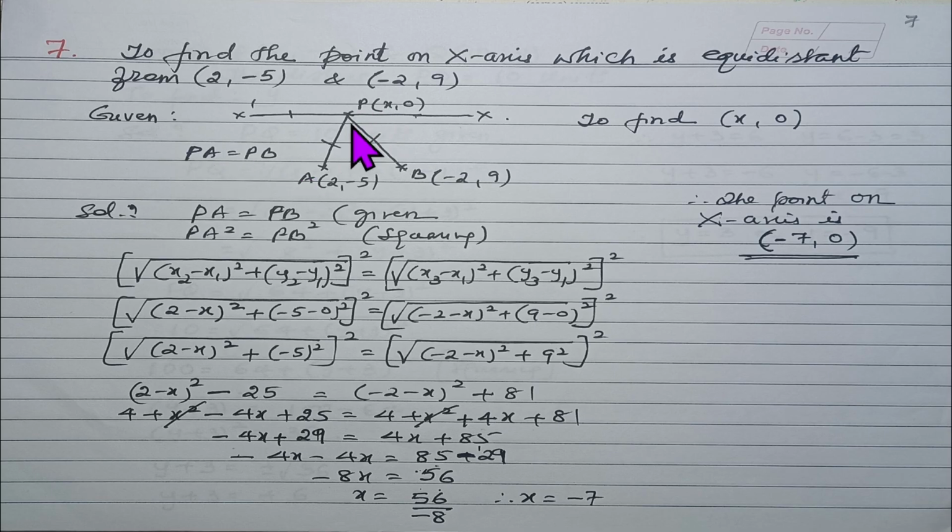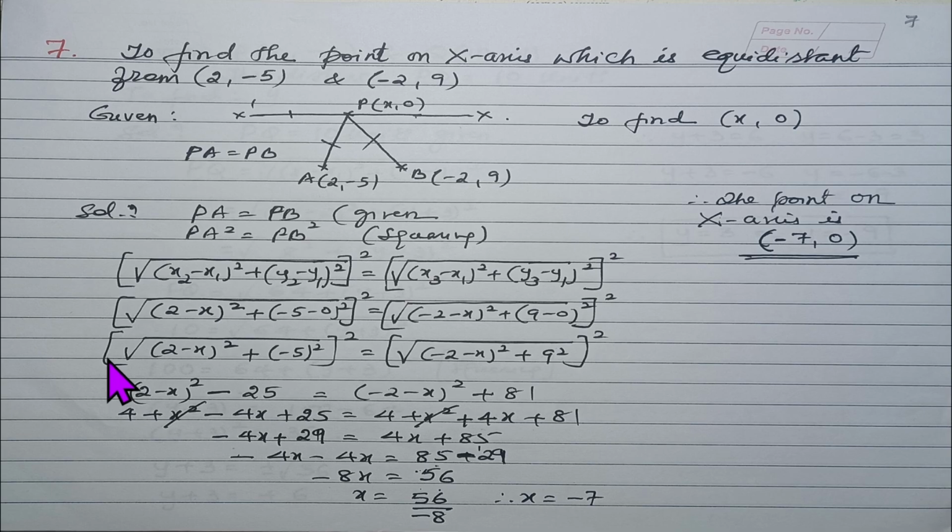For that, let us start with knowing that PA is equal to PB. It is given to us. If PA is equal to PB, naturally PA square is also equal to PB square. So using the distance formula to find PA and PB, PA is the square root of (x2 minus x1) whole square plus (y2 minus y1) whole square, and similarly for PB, and we square on both sides, because PA square and PB square become square and square.